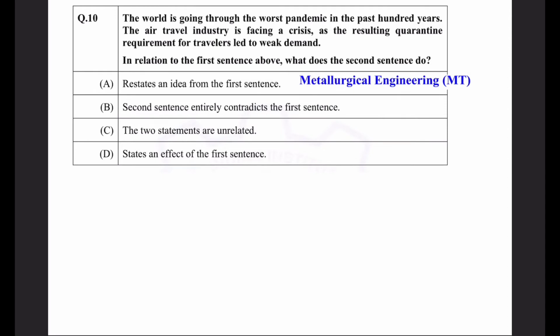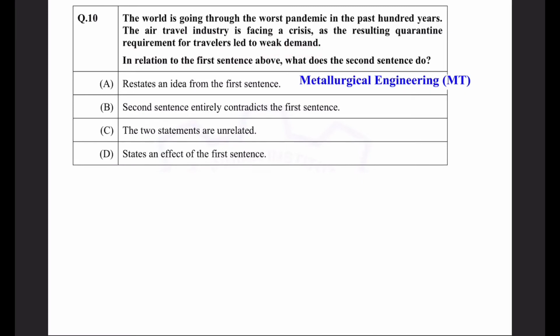Question 10. In question 10, we have been given two statements. Let us read these two statements carefully. The world is going through the worst pandemic in the past 100 years. The air travel industry is facing a crisis, as the resulting quarantine requirement for travelers leads to weak demand. This is the second statement.